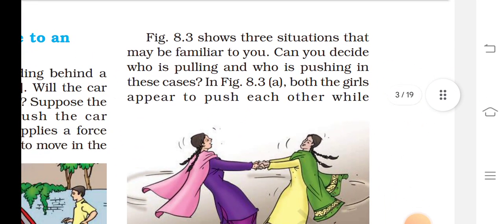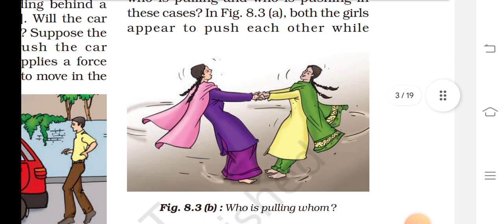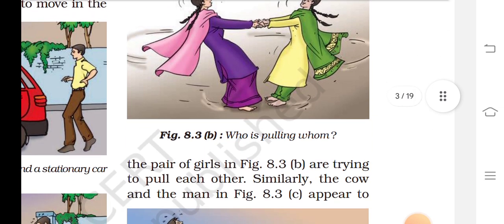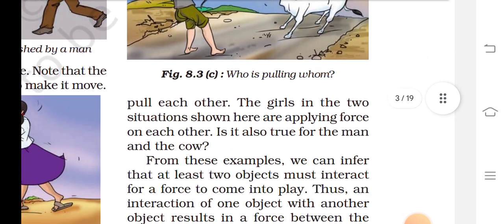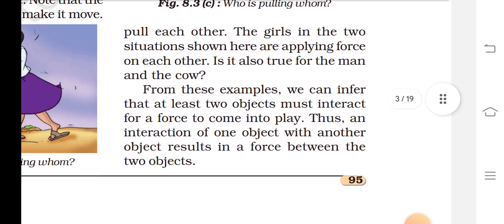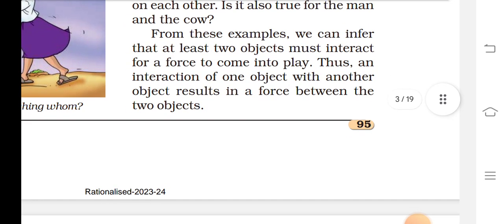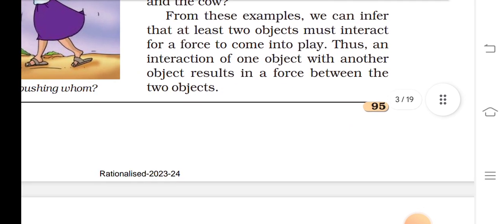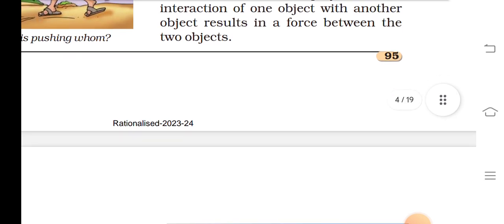The figure shows three situations that may be familiar to you. Can you decide who is pulling and who is pushing? In this case in a figure, both the girls appear to push each other while the pair of girls in the other figure are trying to pull each other. Similarly, the cow and the man pull each other. The girls in the two situations shown here are applying force on each other. It is also true for the man and the cow. From this example, we can infer that at least two objects must interact for a force to come into play. Thus, an interaction of one object with another object results in a force between the two objects.